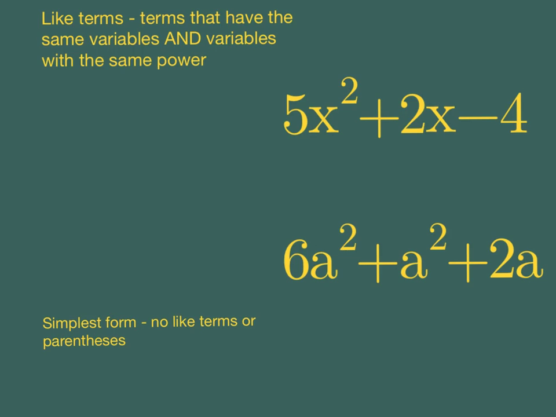I can combine like terms on this bottom one because my 6a squared and my a squared have the same variable and they have the same power. So when I add 6a squared plus 1a squared, I end up with 7a squared. And I cannot combine the last term because 2a does not have a squared next to it. So that stays by itself. When I'm in this form, or like this one up here, when it cannot be reduced or combined anymore and there's no parentheses, this means that we are in simplest form and we're good to go. We're done.